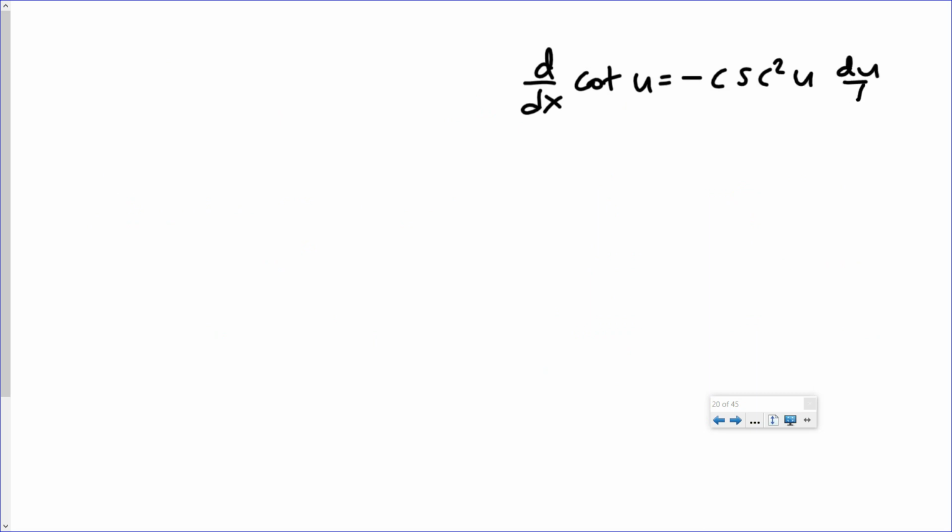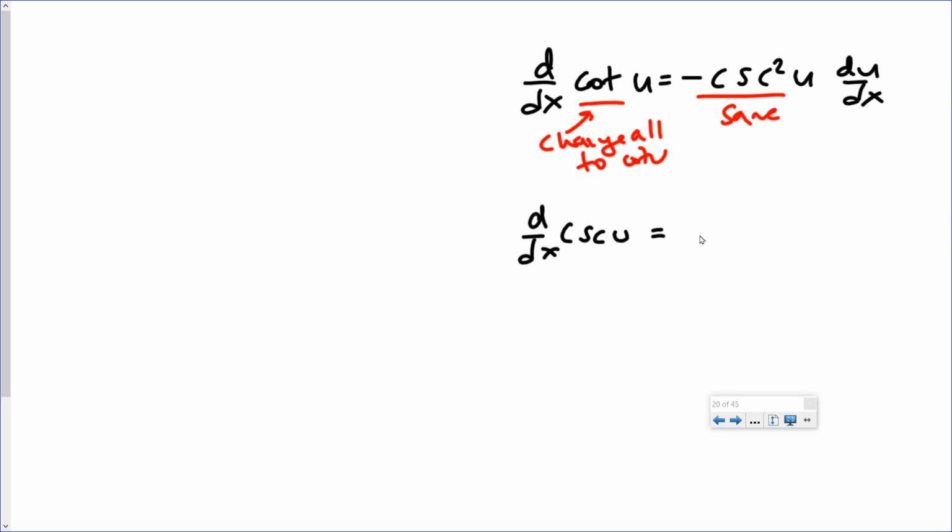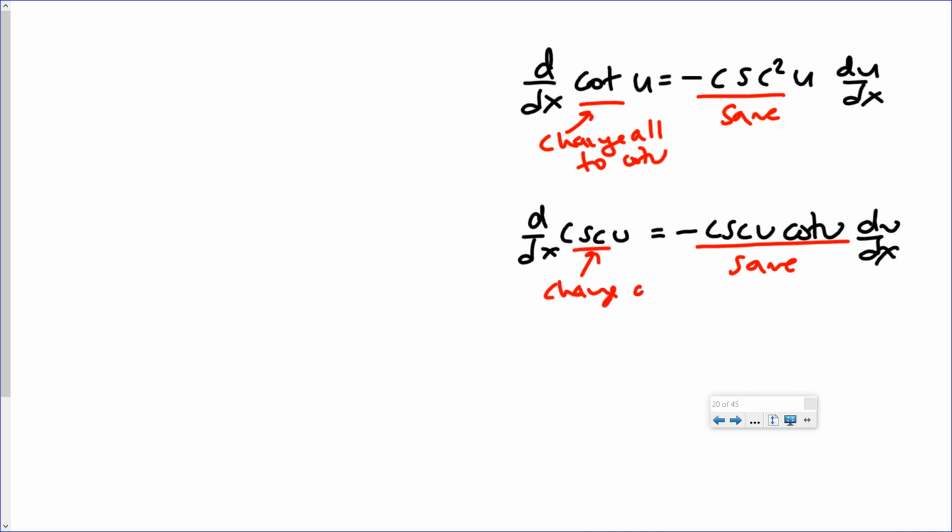Negative cosecant squared u, du dx, right? So the strategy is, if you save a cosecant squared, then you change all to cotangent u. The other formula we have is the derivative of cosecant u. And what's the derivative of cosecant u? Negative cosecant u, cotangent u, du dx. Same strategy: if you save a cosecant u cotangent u, then you change all to cosecant u.